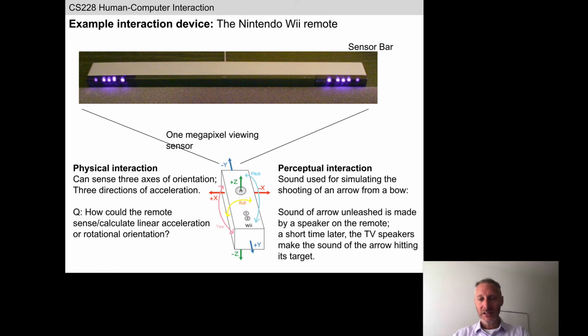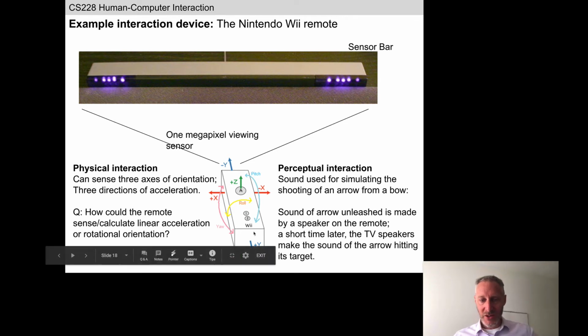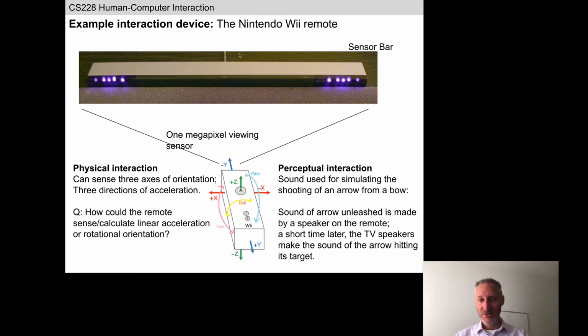Okay. Let's start with perceptual interaction. Let's imagine that we're creating an archery game. So the user is using the remote to simulate a bow and arrow. They're clicking or doing something on the bar on the remote to release the arrow, and the orientation of the remote, which the remote is able to sense, indicates the angle at which the arrow is going to start moving. There's a couple of other details. So there's a small speaker on the remote itself, and obviously speakers on the TV screen.